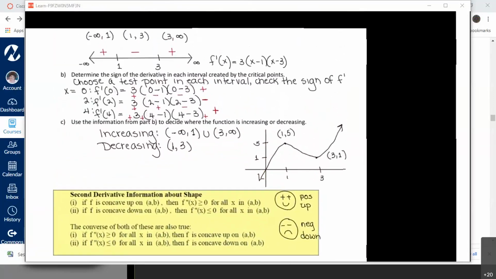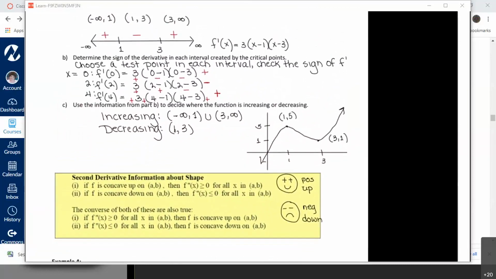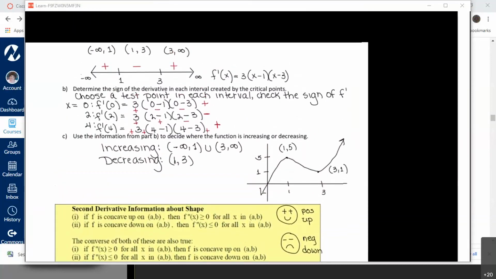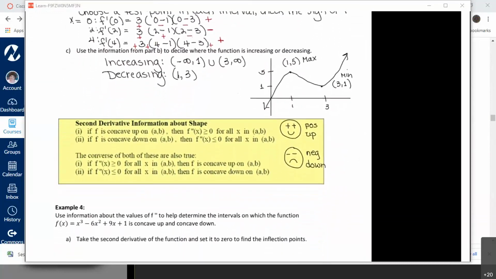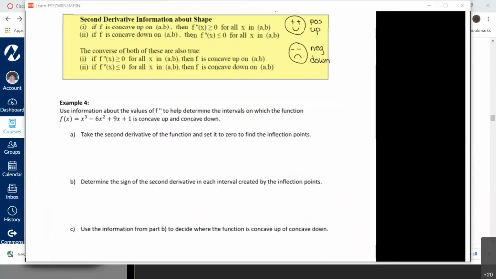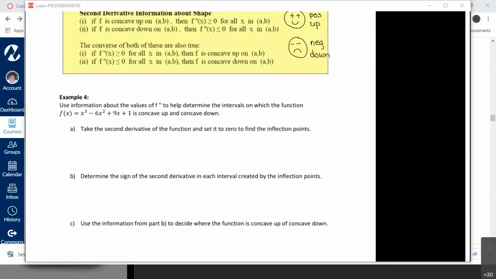All right, just so you know, what we did here is usually called the first derivative test for maxima and minima. In other words, we use the sign of the first derivative to tell us whether these critical points were maximums or minimums. So I know this is a max, and that's a min. So you can see there's a fair amount of work going on there. Let's see if we can do a second derivative test that will help us find inflection points and will also tell us about maxes and mins.